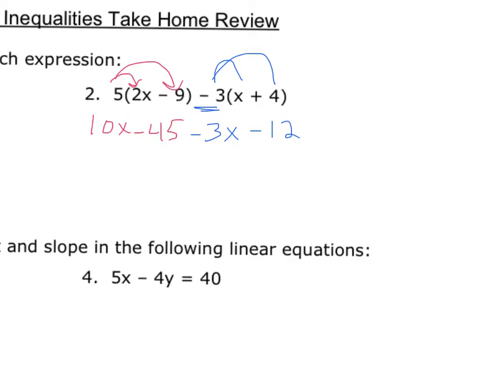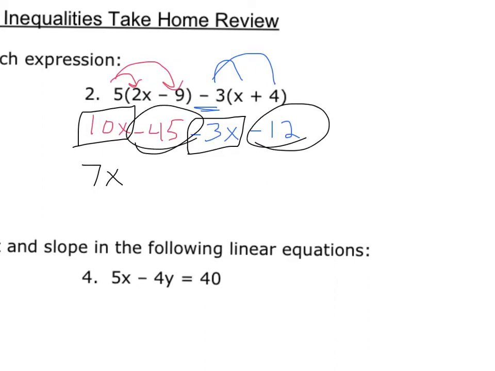We will now combine the x's. I have 10 here and negative 3 here. So together I have 7 x's. And negative 45 plus another negative 12 gives me negative 57.